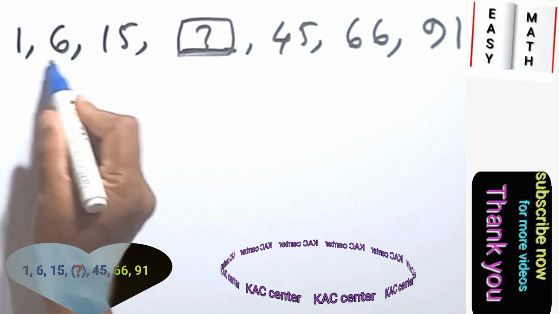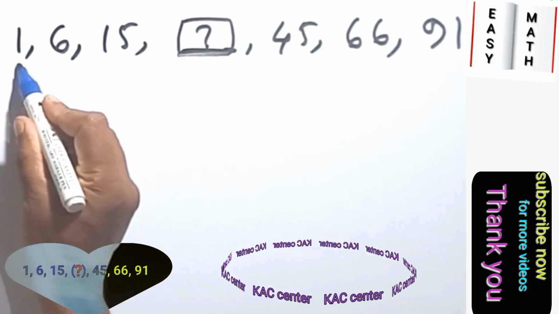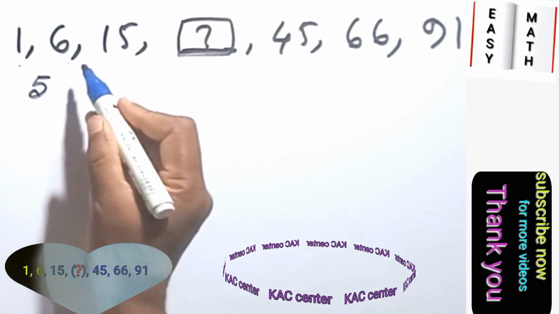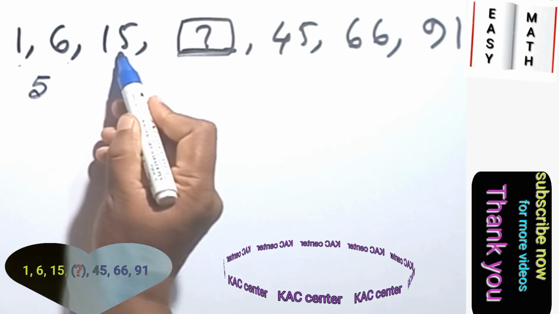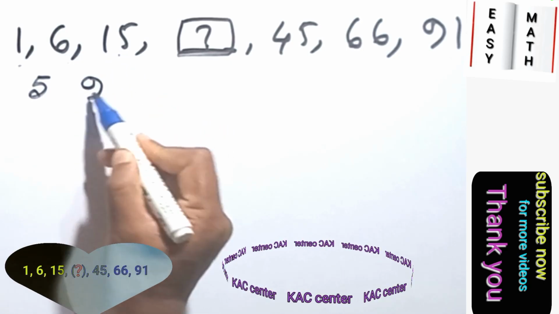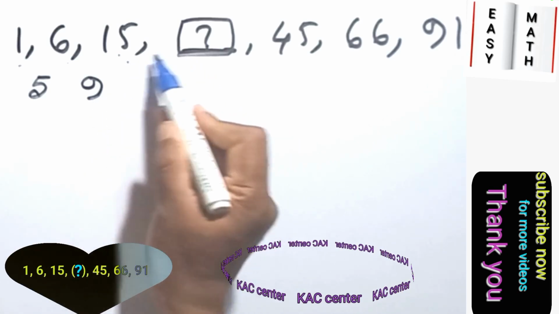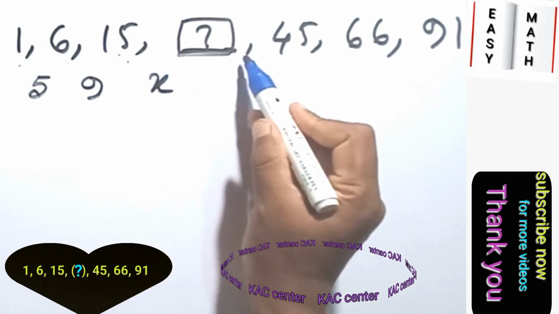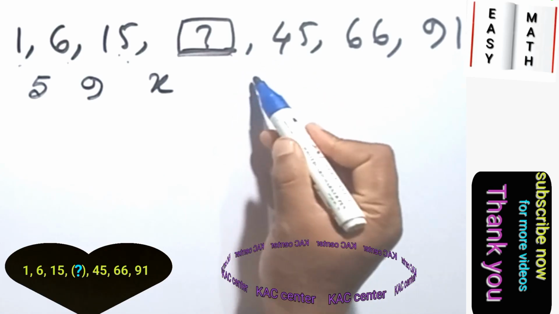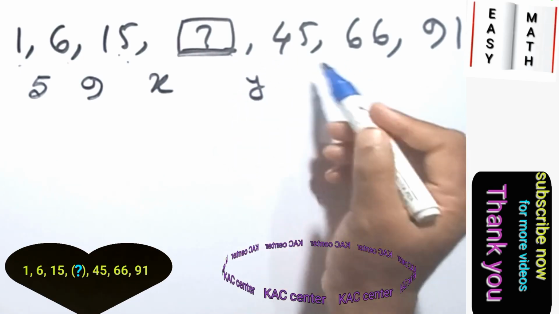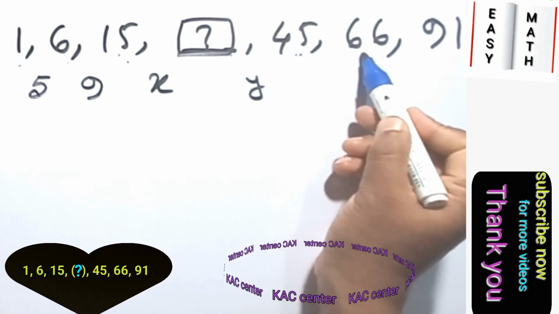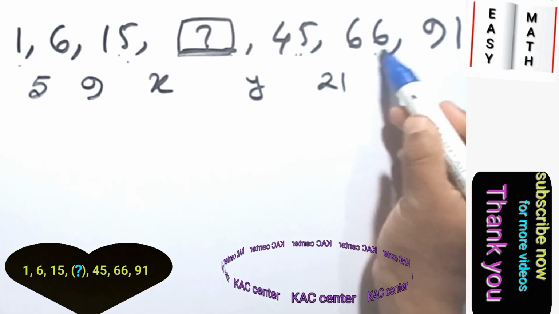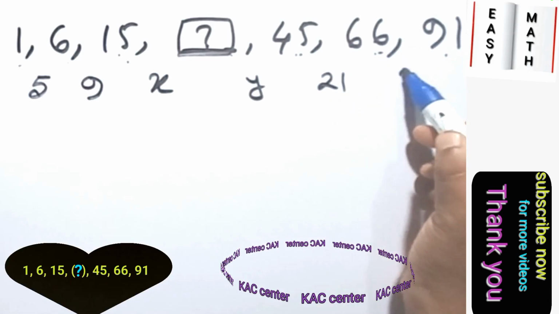First, we can write the difference of 1 and 6, the difference is 5, and 6 to 15 the difference is 9, and this difference we can write as x, and this difference we can write as y, and this difference is 21, and this difference is 25.